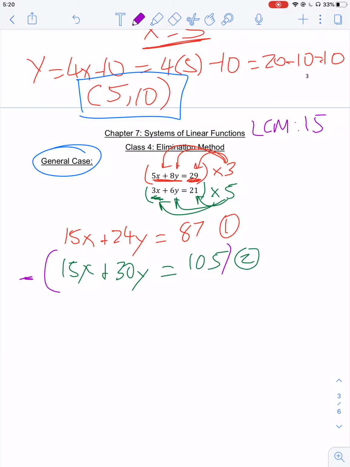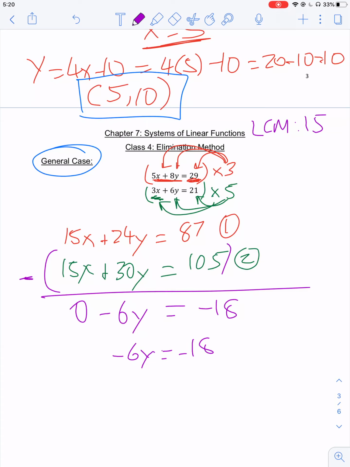So if I subtract, it doesn't really matter whether you do equation 1 minus 2, top minus bottom, or bottom minus top. Let's just do top minus bottom to be consistent. So the x terms become 0, and the y terms become minus 6y. And this is tough: 87 minus 105, using my calculator, is minus 18. So my new equation is minus 6y equals minus 18, and I can easily solve for y by dividing by minus 6 on both sides. So y equals 3 in this case.